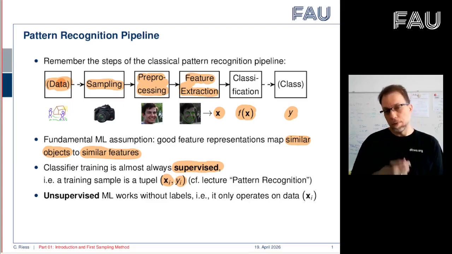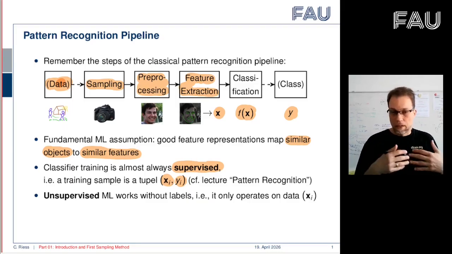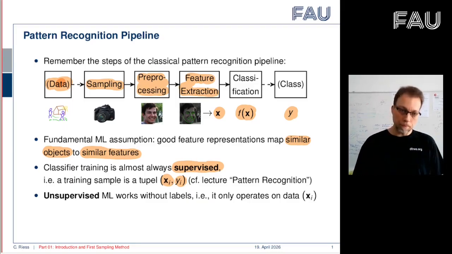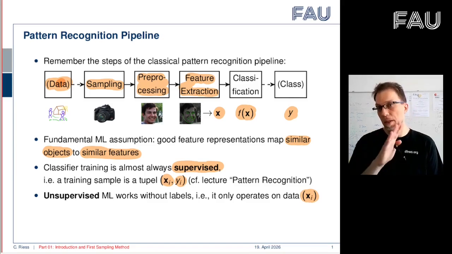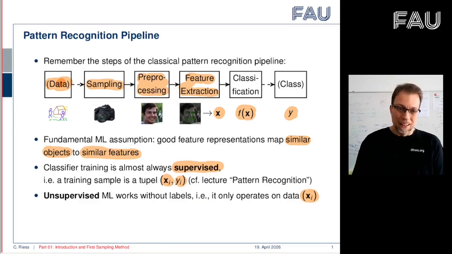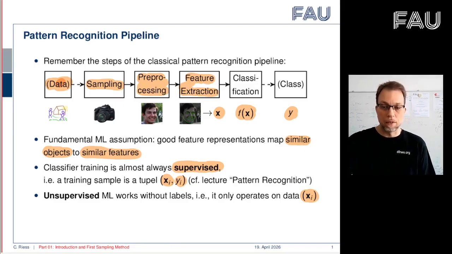In pattern analysis, we are more looking in the direction of unsupervised machine learning. More specifically, we look at generative models. Unsupervised machine learning works without labels. That means it only operates on data xi, but there's no associated label yi. We will have exceptions to this. We will also have labels in pattern analysis from time to time, but just to set the tone a little bit for many methods that are going to come.